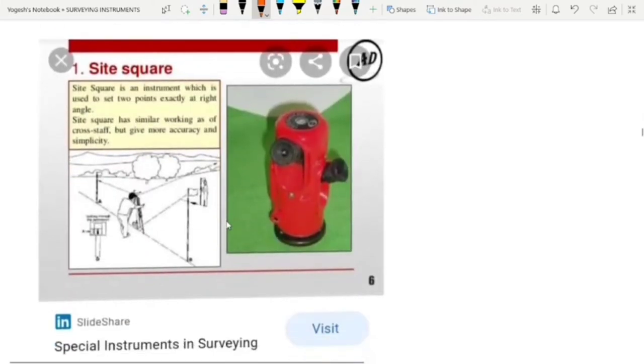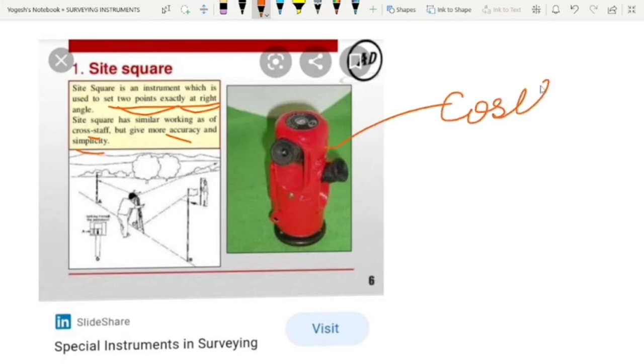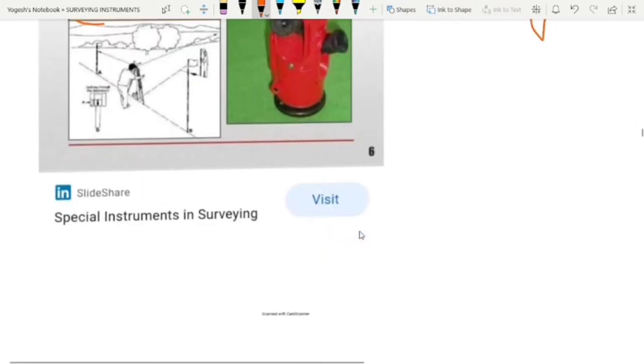This is a side square, similar to a theodolite. The side square is an instrument used to set two points exactly at a right angle, at 90 degrees with respect to each other. The side square works similarly to the cross staff, prism square or optical square, but gives more accuracy and simplicity. But it is a very costly instrument as compared to the optical square, prism square and cross staff.